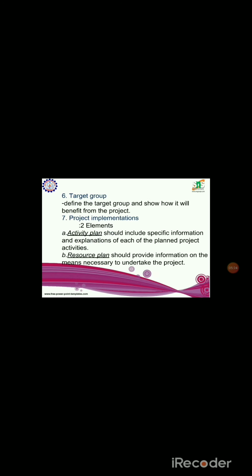Then the fifth point is project justification. So it is divided into sections. Number one is problem statement, number two is priority, number three is proposed approach, number four is implementing organization, and number five is project aim.